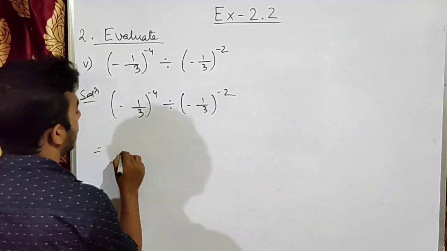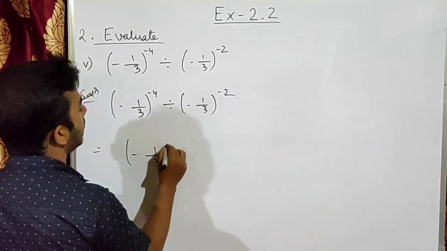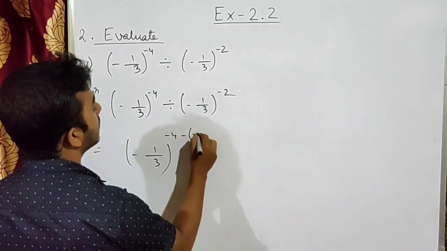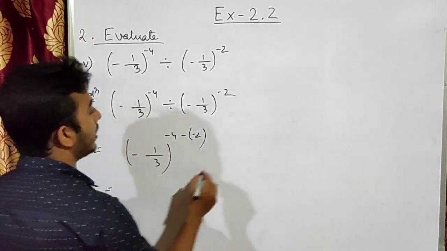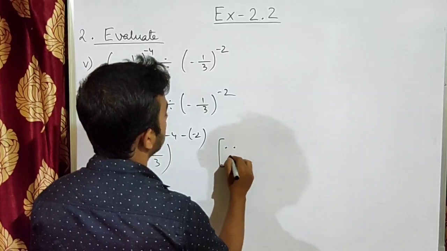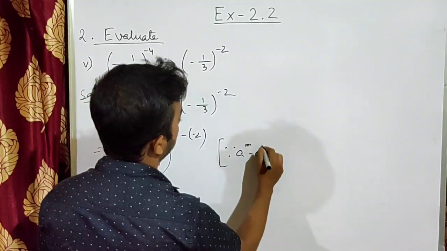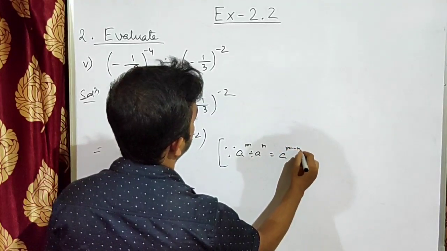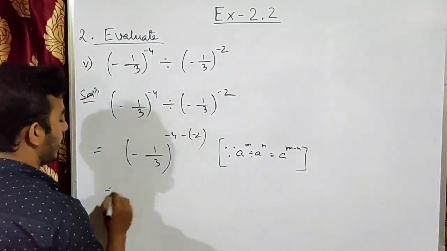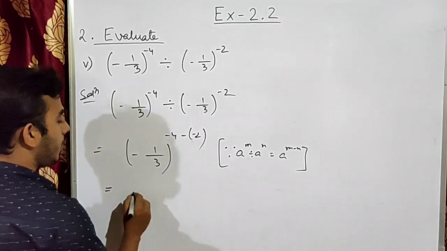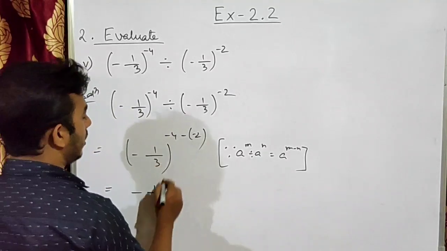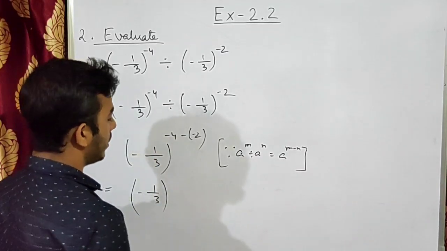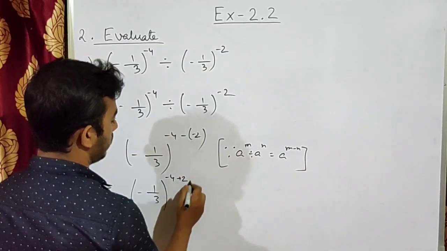Now let's take the base common. Base is what? Minus 1 by 3, isn't it? Now minus 4 minus 2. Why? Because a^m divided by a^n equals a^(m-n). After this clear? Okay. Now look, this minus 1 by 3 can be written like this, right? Minus 4, minus minus it will be what? Plus, that is minus 4 plus 2, isn't it?